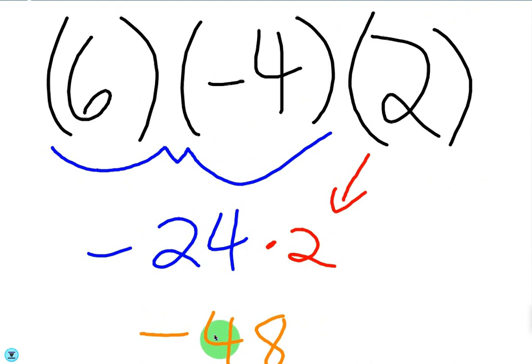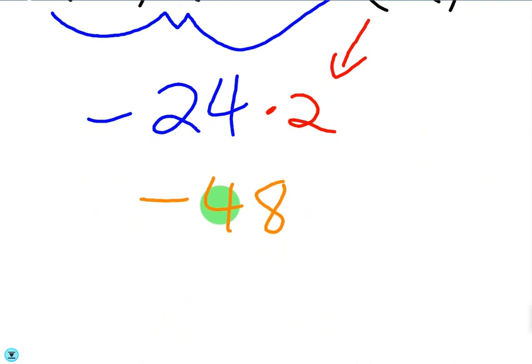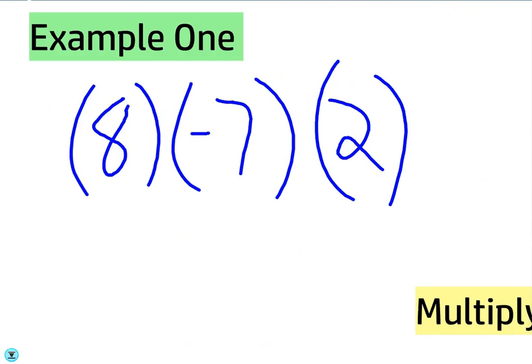Okay, so an even number of negatives is positive, and an odd number of negatives is negative. So an odd number of negatives is negative when you're multiplying. So let's apply that rule and do some examples together.